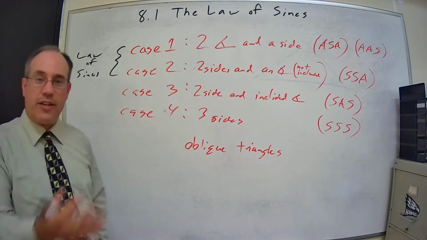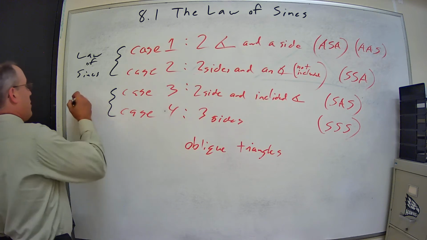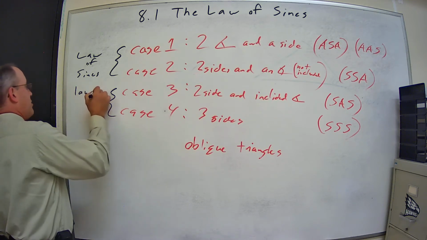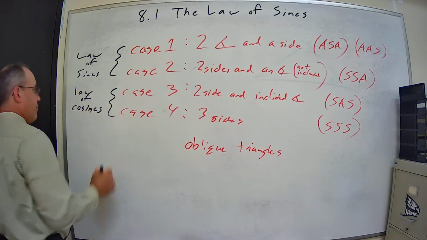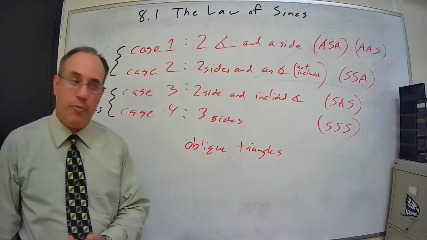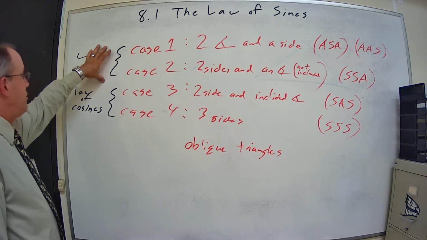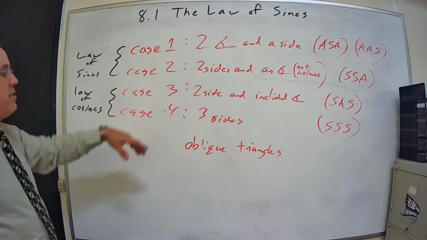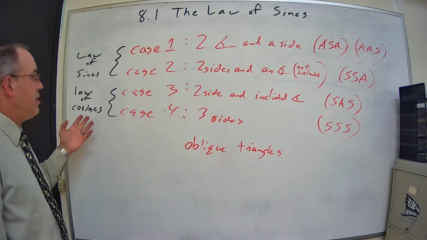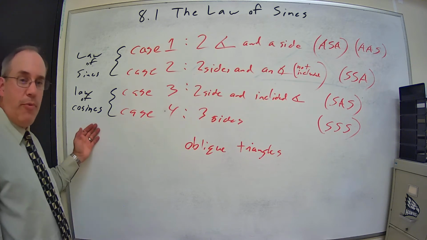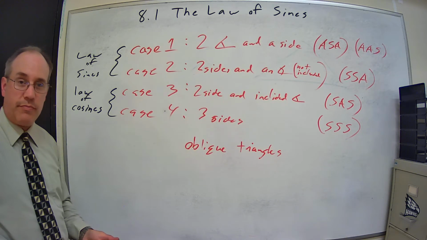So that would be this section, 8.1. Cases 3 and 4 can be solved using the law of cosines. Section 8.2. So law of sines will get us through cases 1 and 2. Law of cosines will get into cases 3 and 4. And to be perfectly honest, when you get into law of cosines, that's usually the first step you do, and then you go to the law of sines to finish it up.